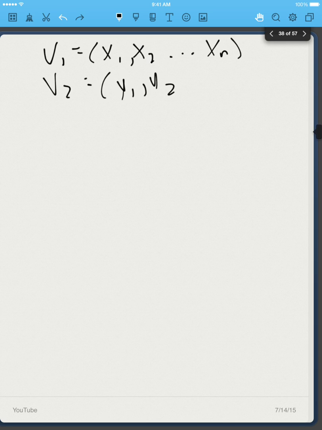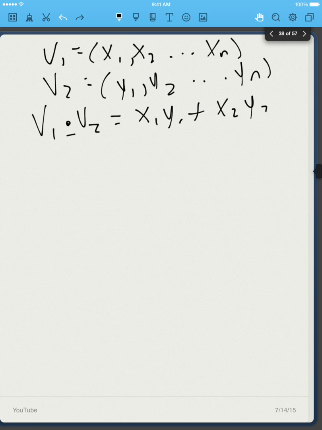So I'm going to talk about dot products. The dot product is just, if we look at some vector v1 equals x1, x2, all the way up to xn, and v2 equals y1, y2, all up to yn, then basically the dot product v1 dot v2, which is the symbol of the dot product, is equal to x1 y1 plus x2 y2 plus ... xn yn. So you just multiply each component together and add them together.